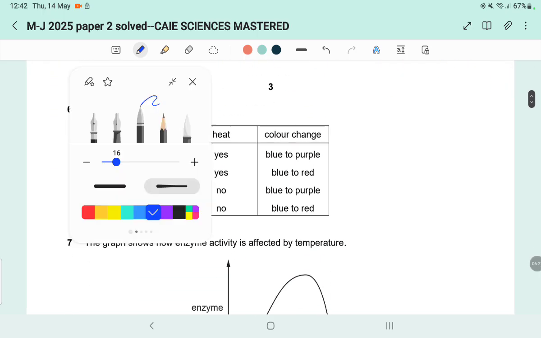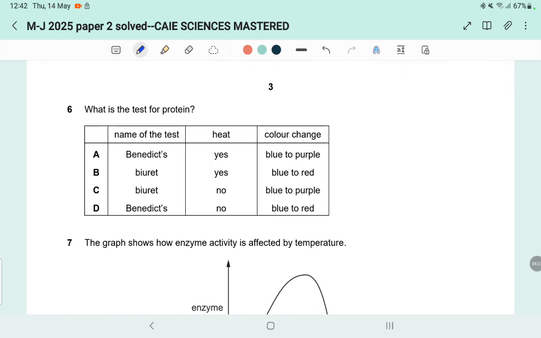Number 6, food tests, which we are seeing now are common in exams, like for May/June 2026. In Paper 4, there are many food tests asked. In Paper 6, there are many. So it's a crucial topic to study. So food test. It's saying here test for protein.